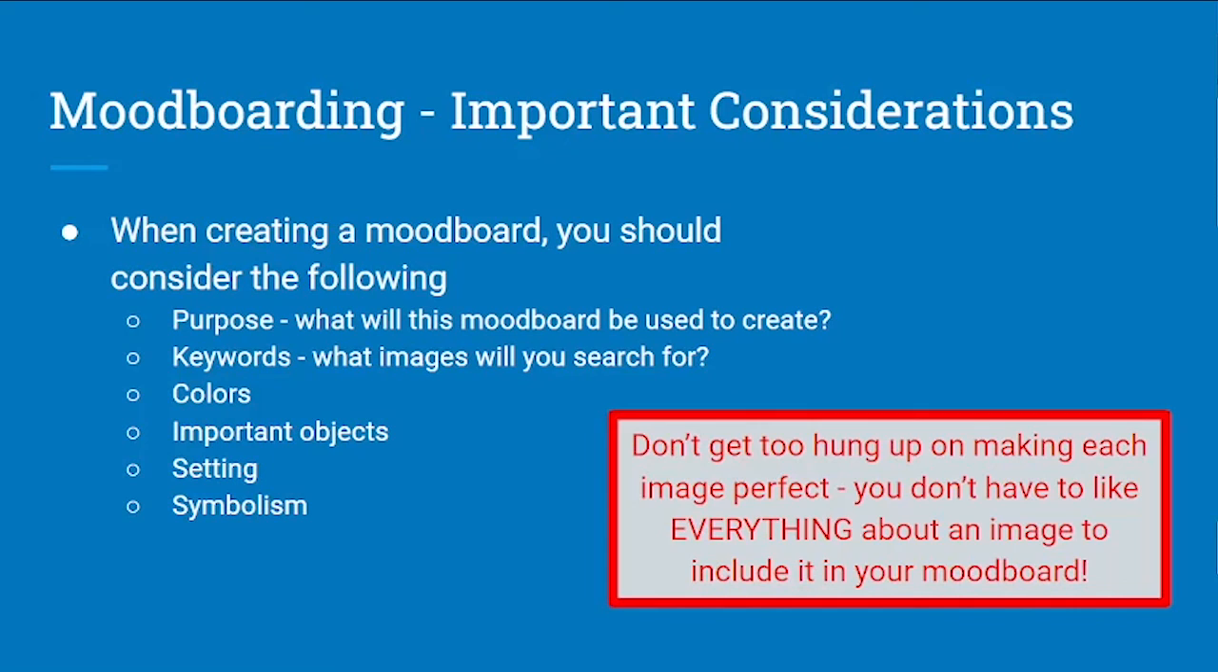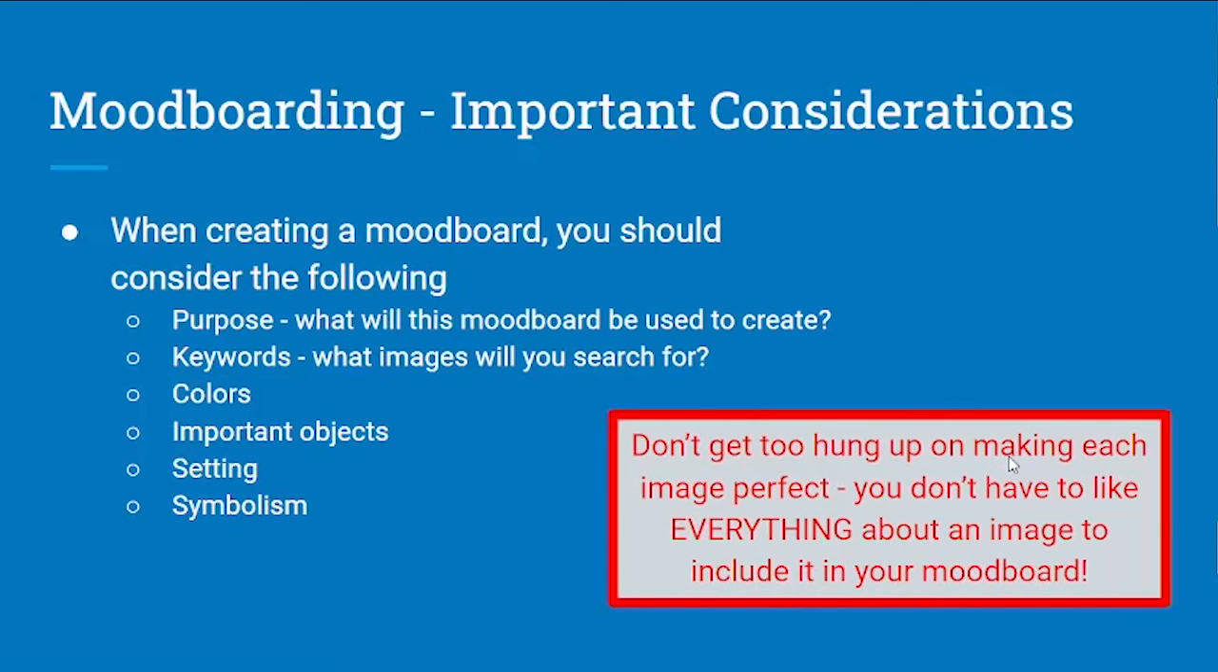Another thing that you should consider, once you figure that out, is the keywords that you're going to be searching for when you gather these images. That's actually something that I struggled with when I was creating designs for the example here. So having something in mind is really important because then you'll be able to find those images a lot quicker. The other things you'll want to consider are the colors in the images you include, any important objects, settings that are relevant to what you're doing, or any symbolism.